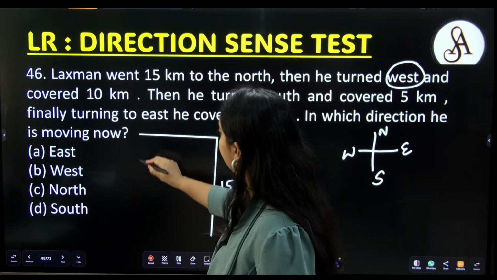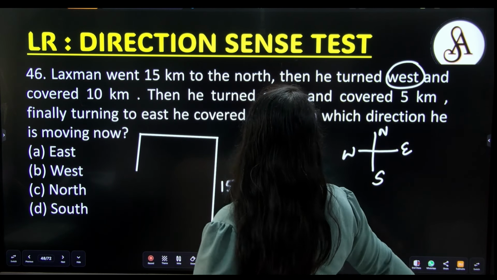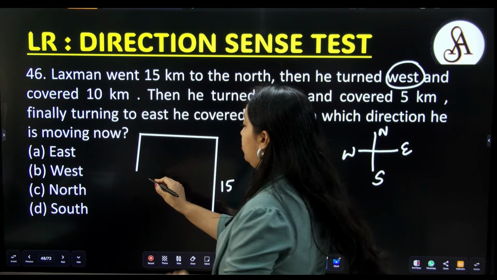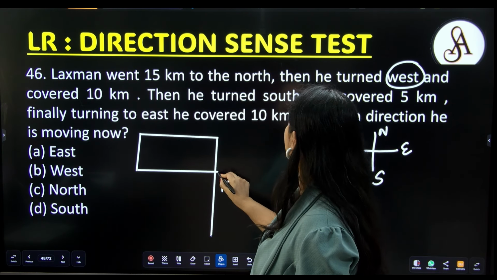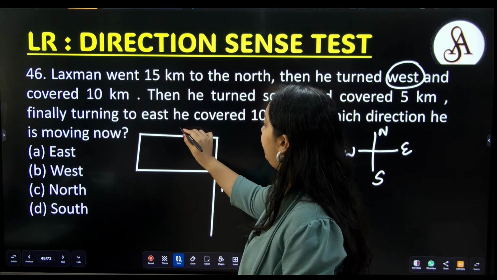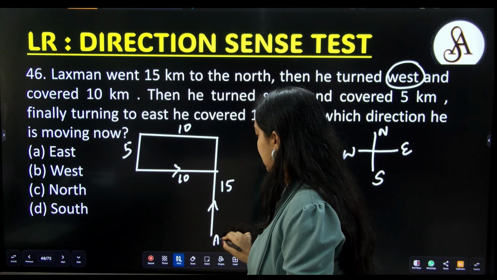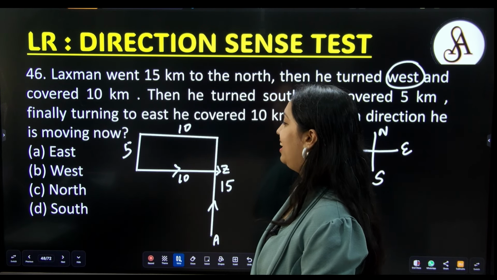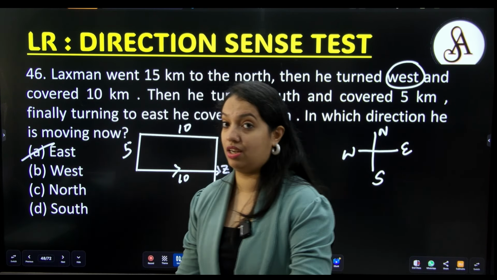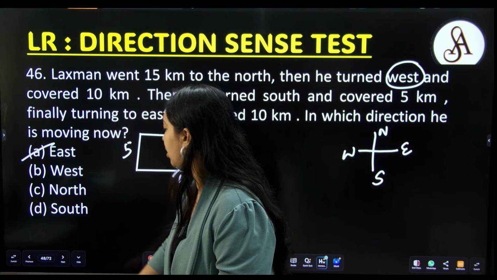Again, he turned south and covered 5 kilometers. South and 5. Finally, he turned towards east, this direction, and he covered 10. So in which direction is he moving now? 15, 10, 5 and ending 10. This is my starting, this is my ending point. Ending direction is east direction. If they don't give moving now, you need to compare with the starting point. Answer would have become north.